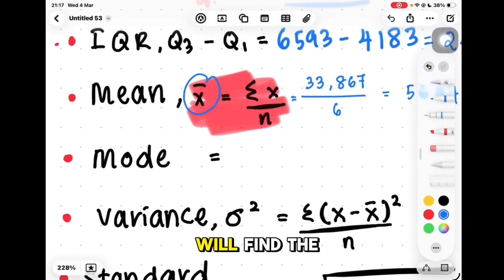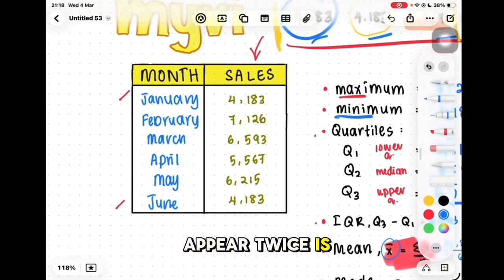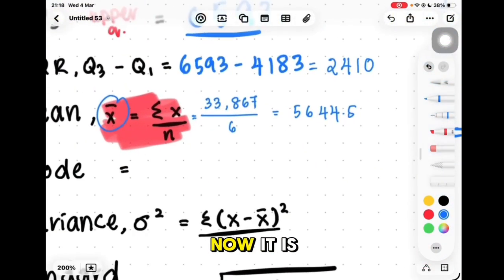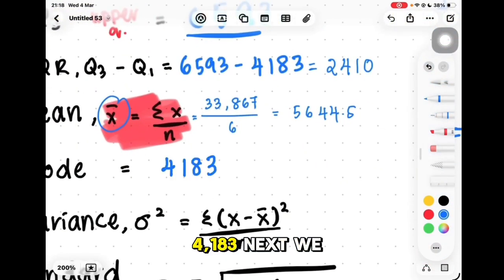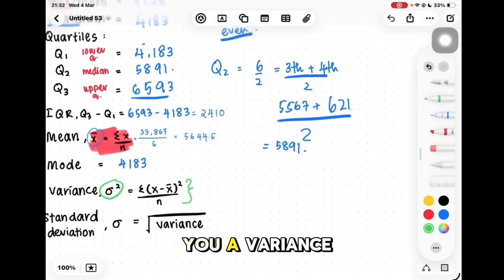Step 6, we will find the mode. Mode is the value that appears most often. Look here. The value that appears twice is 4,183. It appears in January and June. So the mode is 4,183. Next, we will calculate variance. This is the variance symbol and this is the formula. I will show you variance step by step.